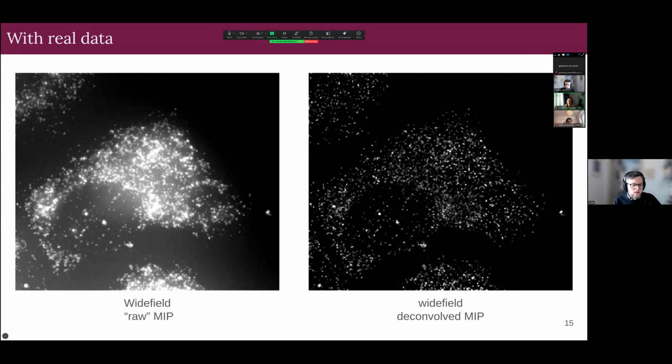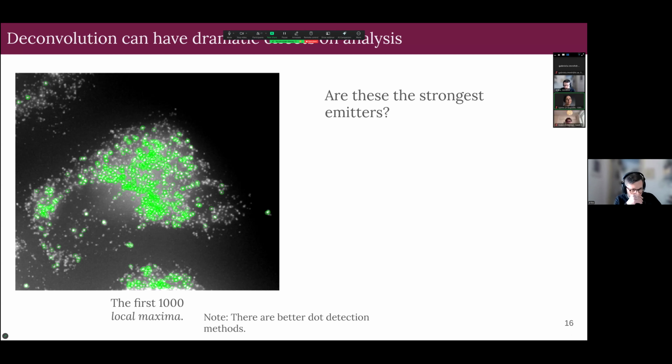And a real-world example here, a little pixely, but nevertheless, on the left, there is a wide field image, which is raw, and it's a maximum intensity projection. And to the right, it's the same, but after deconvolution. If we would look at the brightest spots in the raw image, and we encircle the first 1000 local maxima, it will be those here.